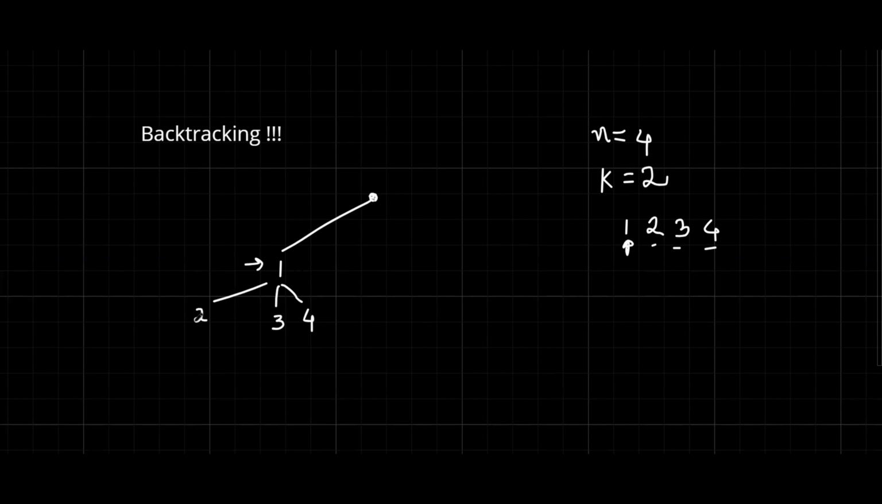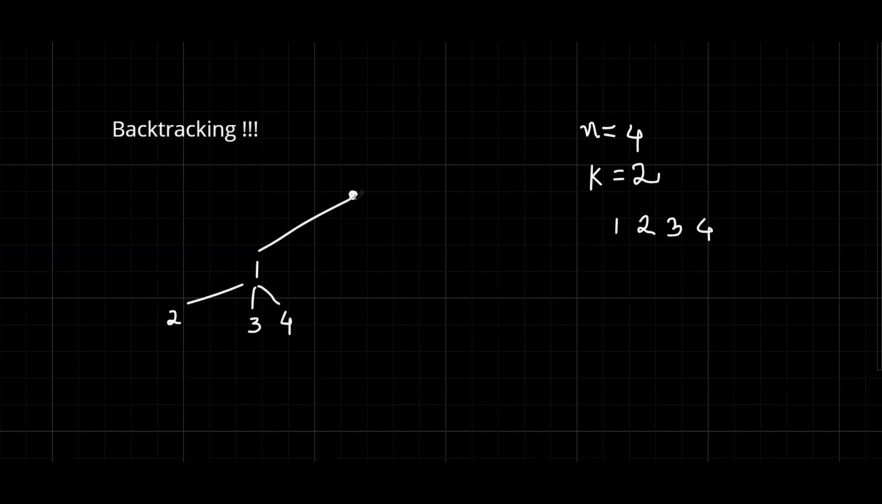And again, from this 2, we also have another choice. But wait, should we include any other value from this node? No, because in this level, we have already considered two values. One is 1 and the other is the value present in this level. So we cannot explore anything further from here. So this is the base condition.